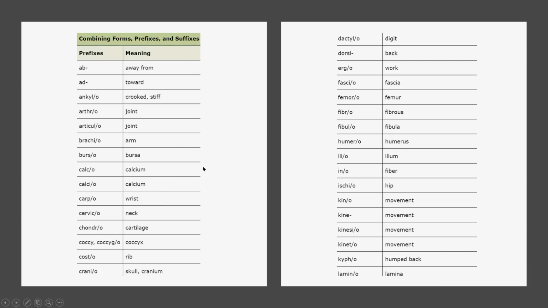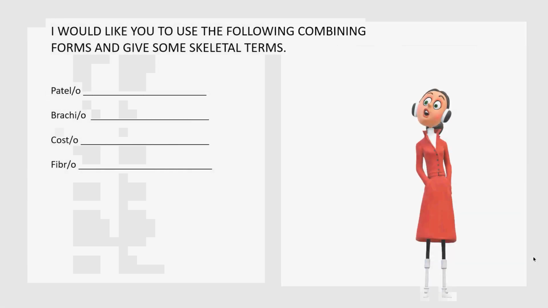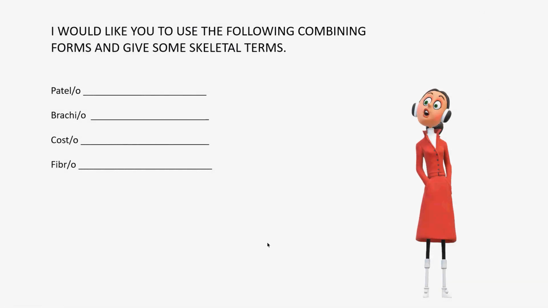Calcio for calcium, carpal for wrist, carpal tunnel syndrome, right? Cervical, cervicalgia, neck pain. You can see these are some of the things available to you in the course material. Now, I would like you all to use the following combining forms and give some skeletal terms. Can someone come up with some medical terminology words using patel or patello?